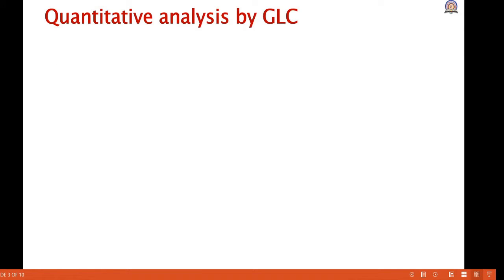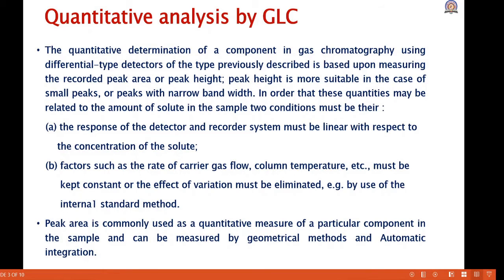Then we start our first point, that is quantitative analysis by gas liquid chromatography. The quantitative determination of a component in gas chromatography using a differential type of detector of the type previously described is based upon measuring the recorded peak area or peak height. Peak height is more suitable in case of a small peak or peaks with narrow bandwidth, in order that these quantities may be related to the amount of solute in the sample.